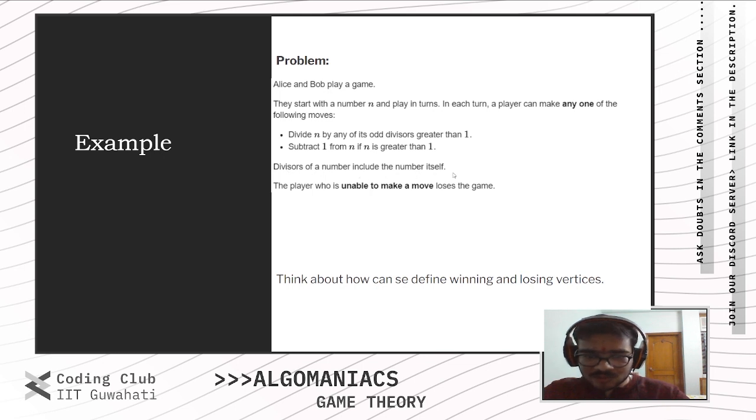Divisors of a number include the number itself, we know that, and the player who is unable to make a move loses the game. So stop the video for a moment and think about how we can define the winning and losing vertices.